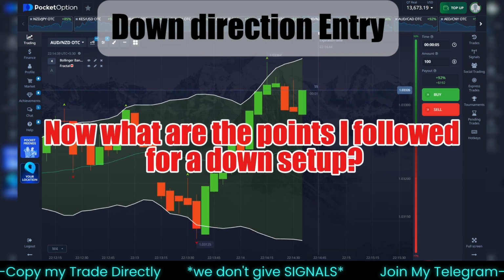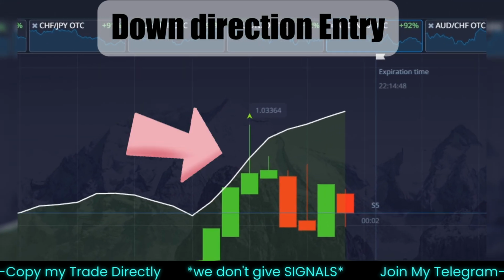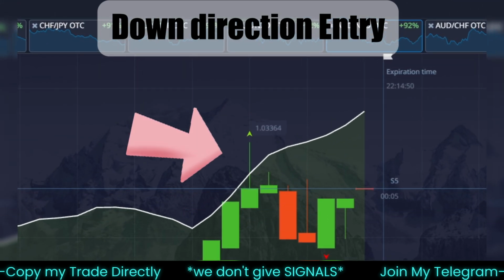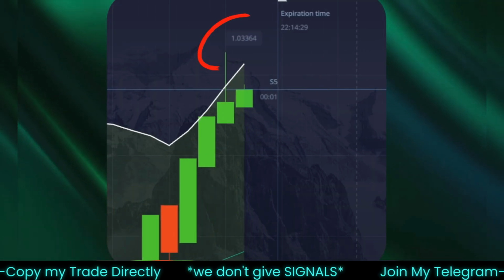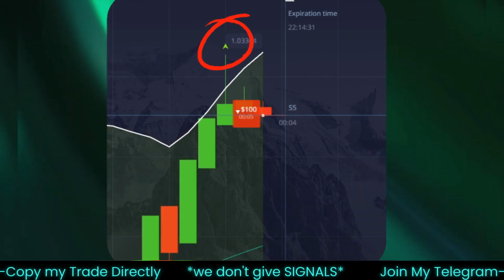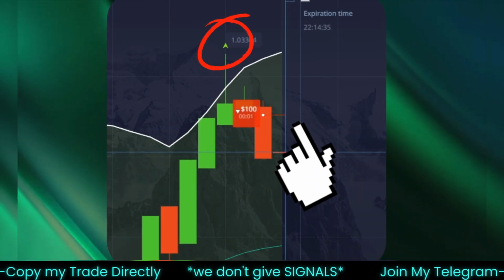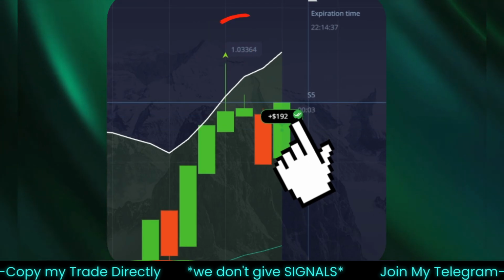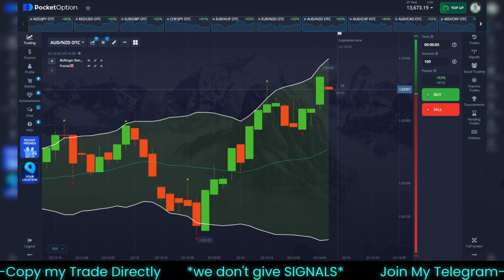First thing we have to see is the market must be breaking the upper line of the Bollinger Band, like this candle is breaking the upper line of the Bollinger Band. And then you can see as soon as the fractal indicator showed above the Bollinger Band here, I suddenly took entry for the downward direction and it played out correct. So these two are the things which you have to follow.